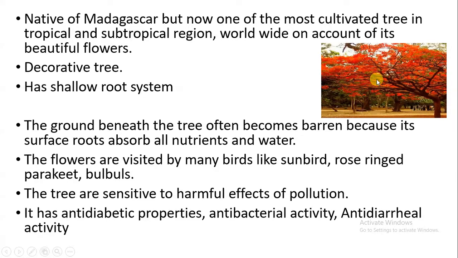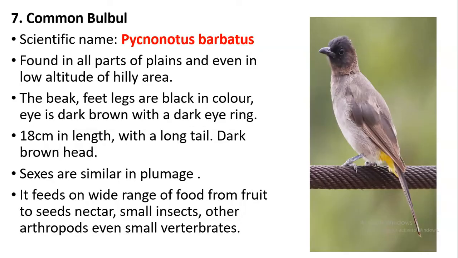Decorative tree. It has a shallow root system. The ground beneath the tree is often barren because it absorbs all the nutrients and water from it. The flowers are visited by many birds like sunbirds, rose-ringed parakeets, and bulbuls. The trees are sensitive to harmful effects of pollution. It has anti-diabetic properties, antibacterial activities, and also anti-diarrheal activities.